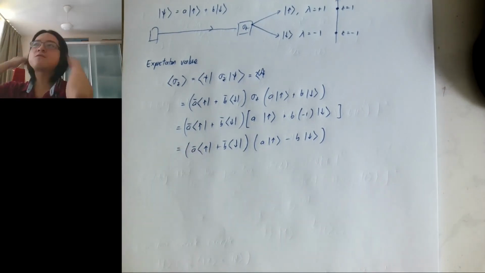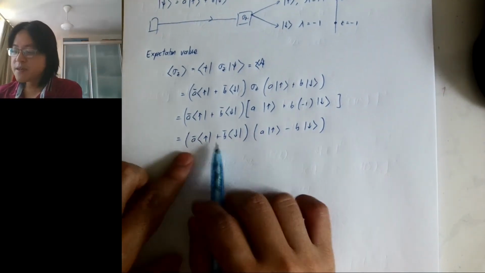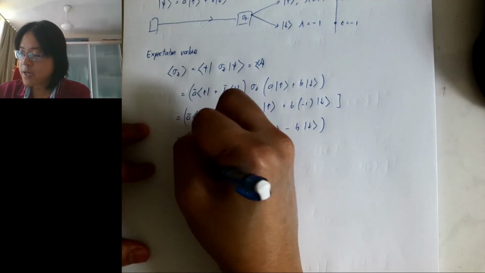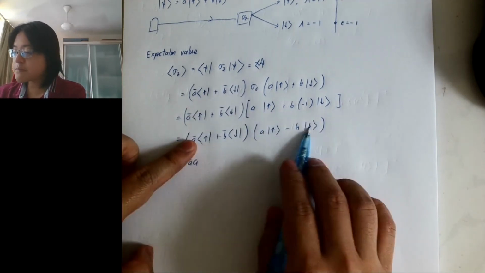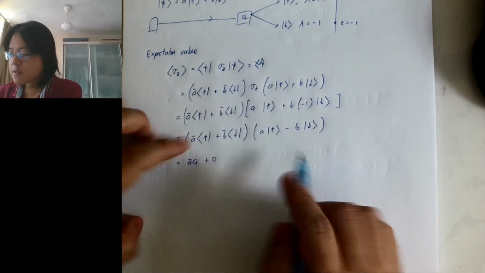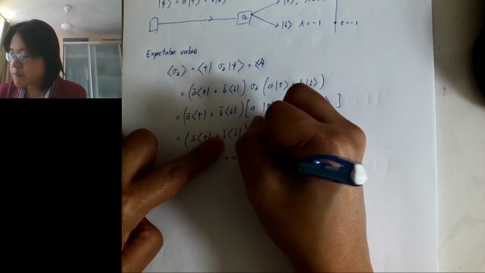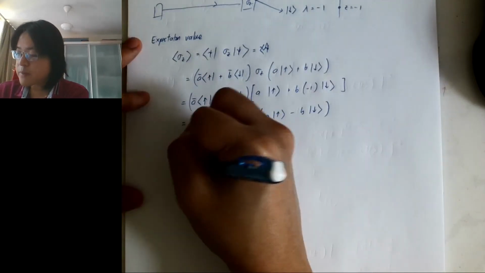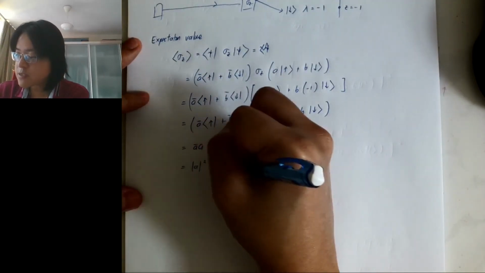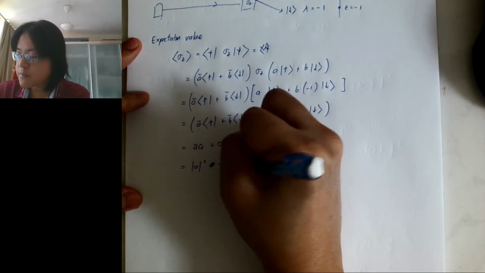Okay, and then we use it. This is why orthogonal states are very easy to use, because up times up will give you 1. So I got a bar times a. This times this will get 0, so nothing here. This times this also 0. This times this, I get minus b bar b. So my expectation value is absolute a squared minus absolute b squared.